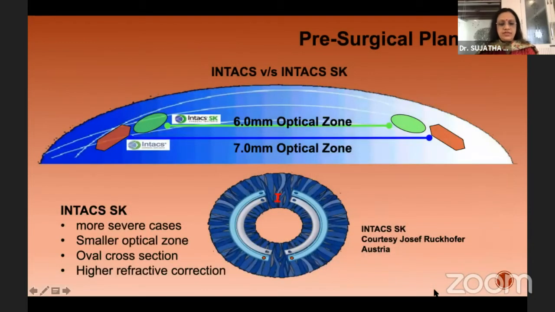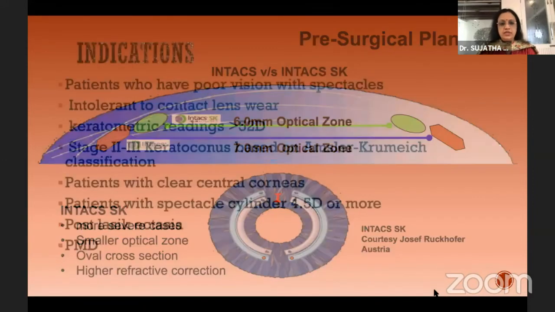So there are two types of Intacts, the standard one and the Intacts SK. The standard comes at a 7 millimeter optical zone. For patients with severe cases and patients who have steeper keratometry, Intacts SK is used, and it has a smaller optical zone of 6 millimeters. And so the effect on the cornea is much better.